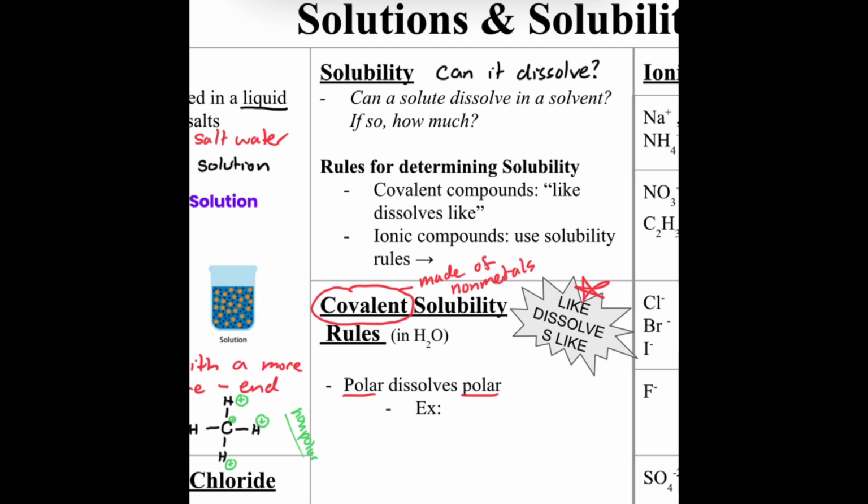All right? Now, some examples of covalent substances that can dissolve in water, because water is polar. We have sugar. Sugar is a polar covalent molecule, so sugar can dissolve in water. Also, alcohol in water. Alcohol is a polar molecule. Water is a polar molecule, therefore alcohol can dissolve in water.